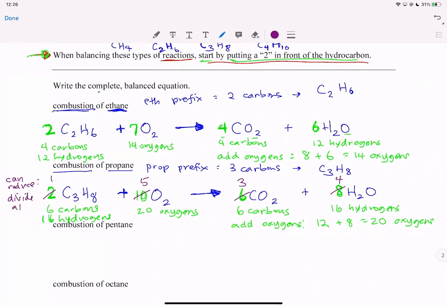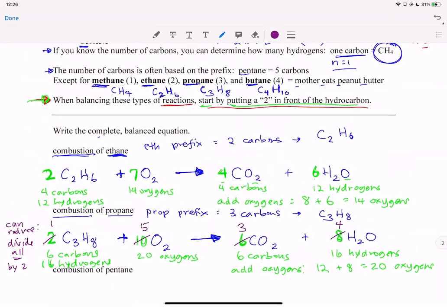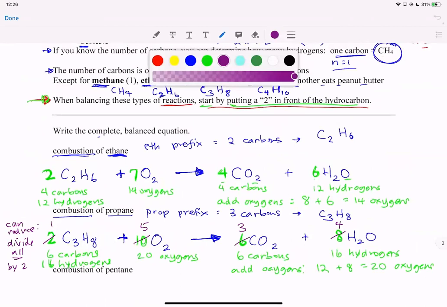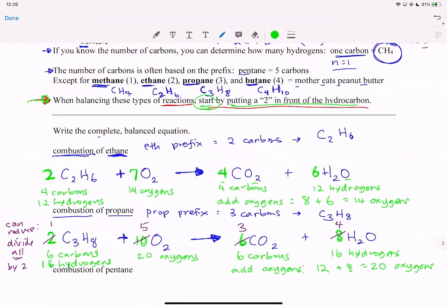So if you can divide all of them, not just 1 or 2 of them, when you can divide all by 2, that would be the final step. Okay. Why do you start with a 2 in front of the hydrocarbon? Because it is a starting point that makes things a lot easier, because you need a starting point. That's the best answer.